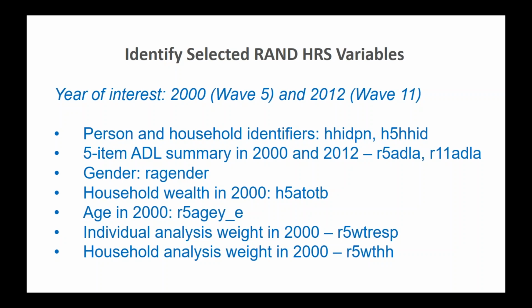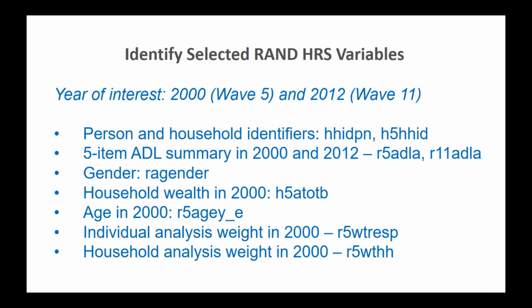So again, we're going to get a person and a household identifier. We always want to keep those identifiers in our data sets if ever we want to merge back in with something else. We're going to use our 5-item ADL summary in 2000 and 2012. So this is a 12-year difference, and that's R5ADLA and R11ADLA. Our gender variable is named the same, so RAGENDER, that doesn't have a wave number in it.